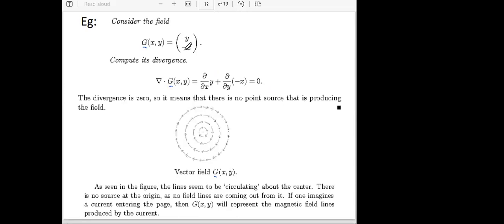If you look at this example, this is another example. When you compute the divergence of this vector field at any point, it is always 0. So that means there is no point source that is producing any vector field. Flowing in is the same as flowing out everywhere. If you have fluid flowing in, the same amount is flowing out.